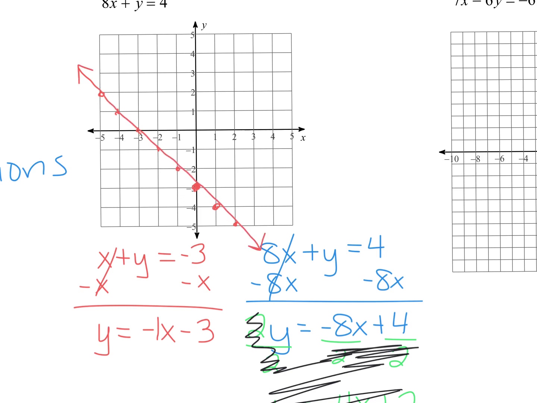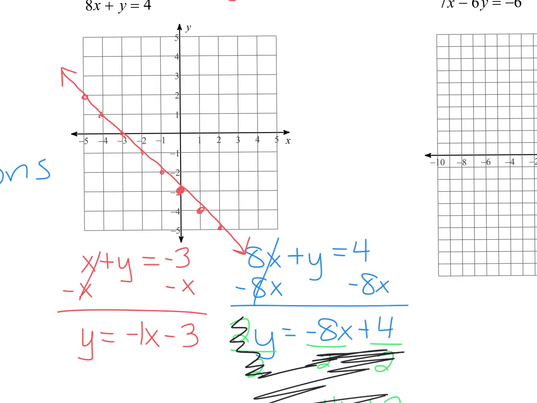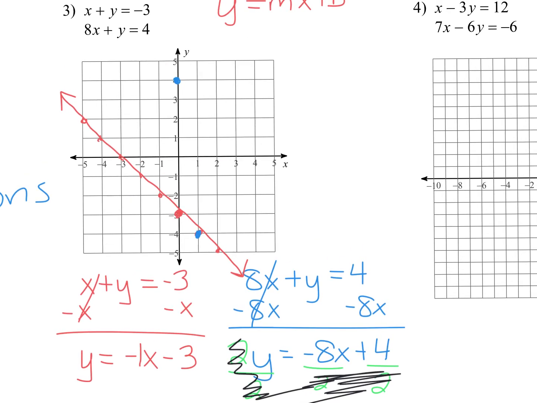Okay, so there's that one. Now we want to do the same thing for the blue one. Where am I going to go on that one? 4 on the y-axis, and then what? Down 8 over 1. Did we just get an answer? Yes. Okay, what is my answer? Yep, 1, negative 4, right where it crosses.